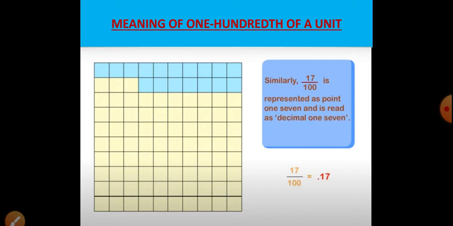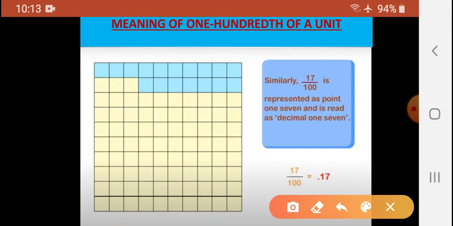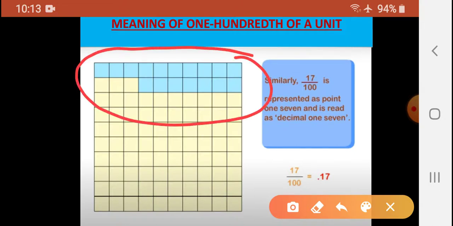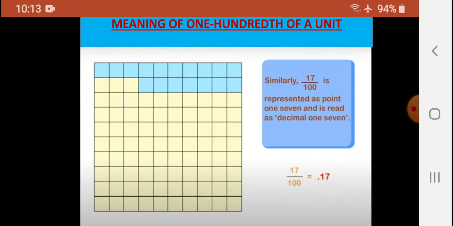Take another example. This figure is divided into 100 equal parts and 17 parts are shaded. So the fraction 17/100 represents the shaded part of the figure. 17/100 is represented as 0.17 and it is read as decimal 17, or you can also read it as 0.17.